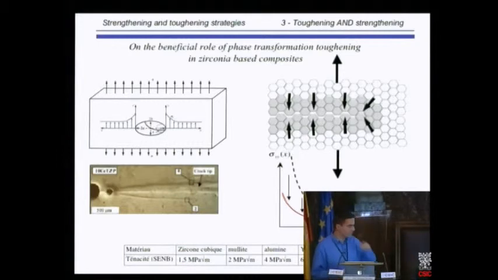So to give some numbers. Cubic zirconia without any transformation, 1.5 megapascal square meter, slightly larger than glass. Mullite alumina, no transformation toughening, low toughness. White ZP, zirconia doped with yttria, large toughness, and larger toughness even for ceria stabilized zirconia with a toughness of about 10 megapascal square meter.